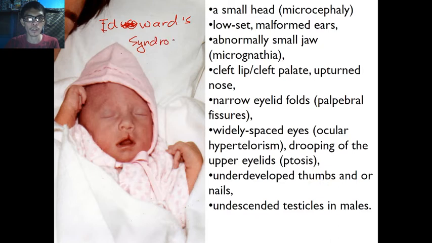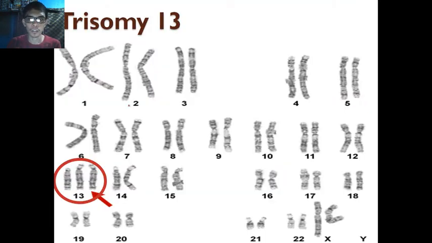Alright, so this is the characteristics of a person who has Edwards syndrome. Next one. If we have trisomy 18 earlier, now we have trisomy 13. So trisomy 13 means an extra chromosome on number 13. Instead of having 2, we have 3 of chromosome number 13.